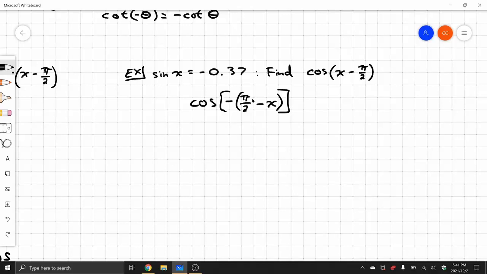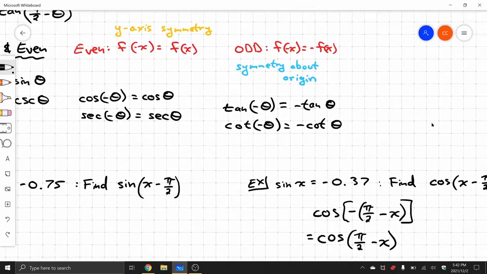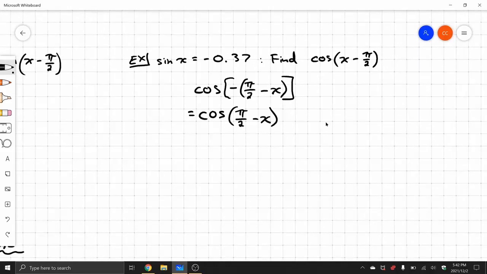So using my odd or even, I've got cosine of negative, we'll call this theta in here, which is going to be equal to just cosine of theta. So I can really just get rid of that negative there because of this even characteristic that we have. Because that's even, we're allowed to get rid of that negative sign.